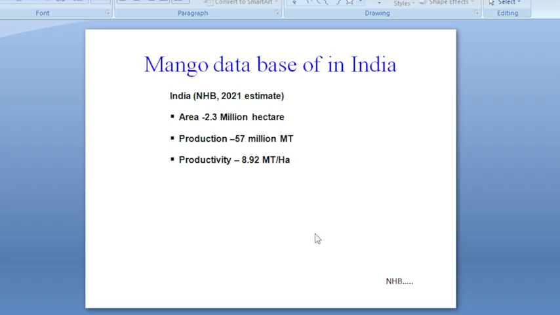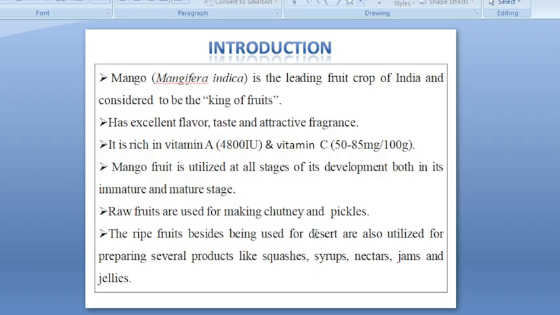That was old data; this is the new data. As per the 2021 estimates, 2.3 million hectares of area is under mango cultivation and the production is 57 million metric tons. On average, productivity is around 8 to 9 tons, maximum 9 tons, from 1 hectare of mango cultivation.